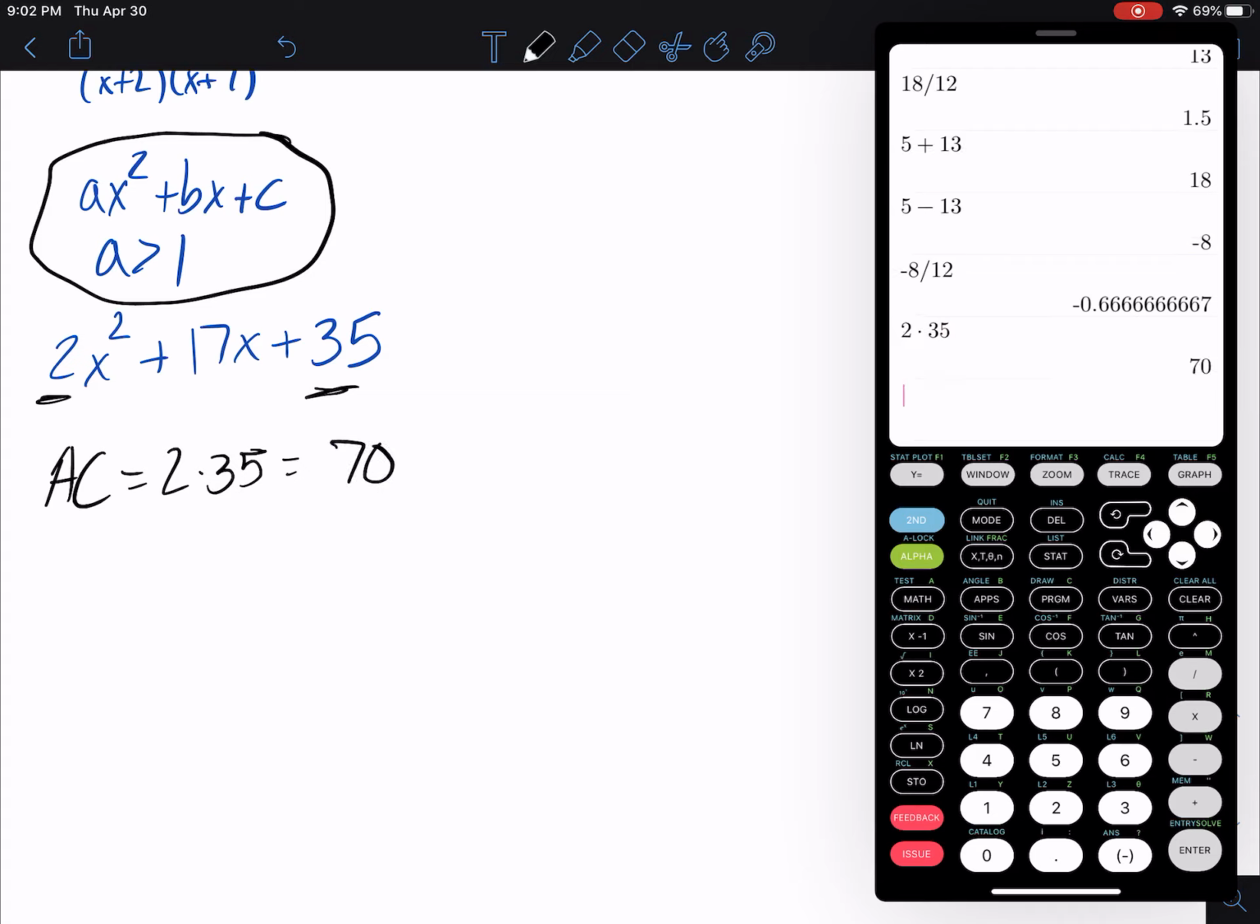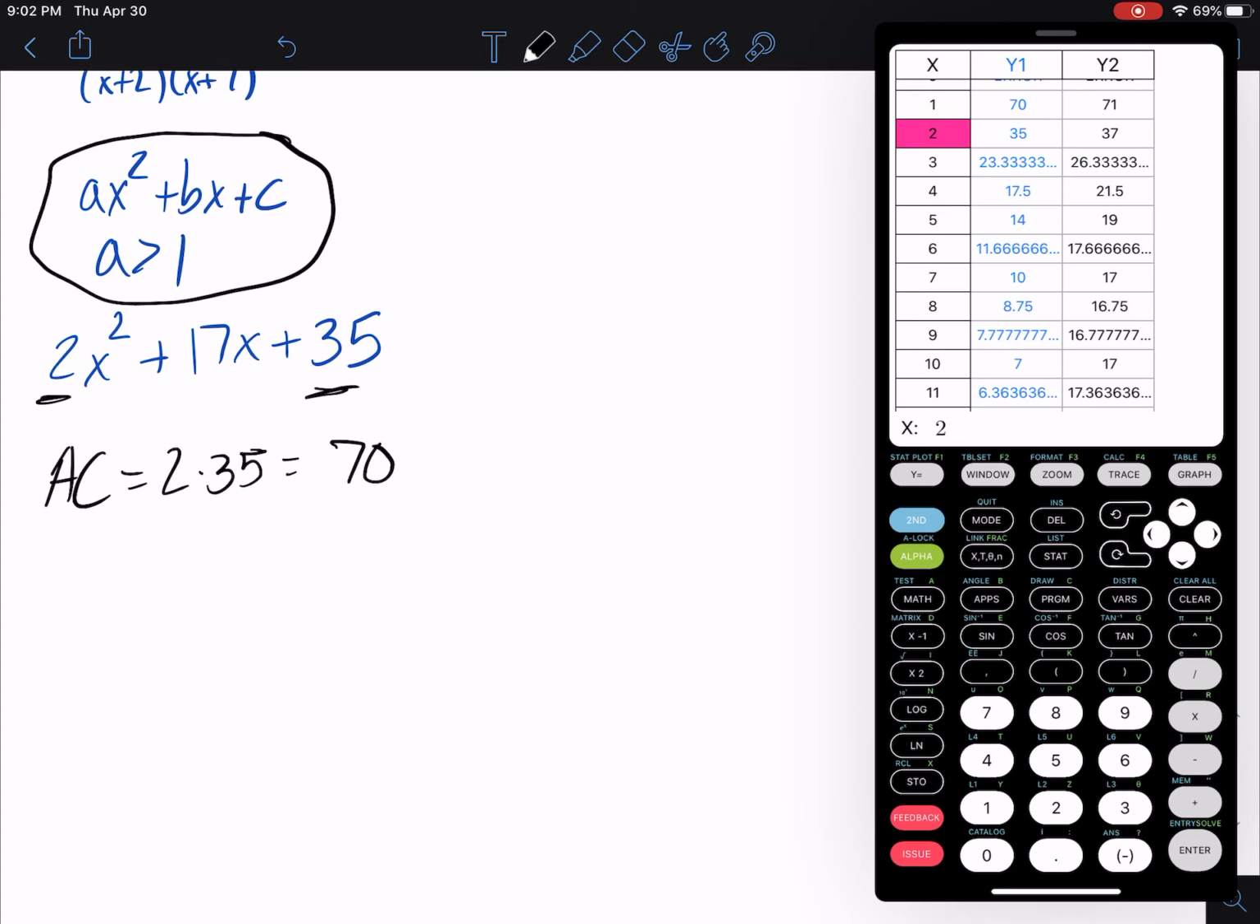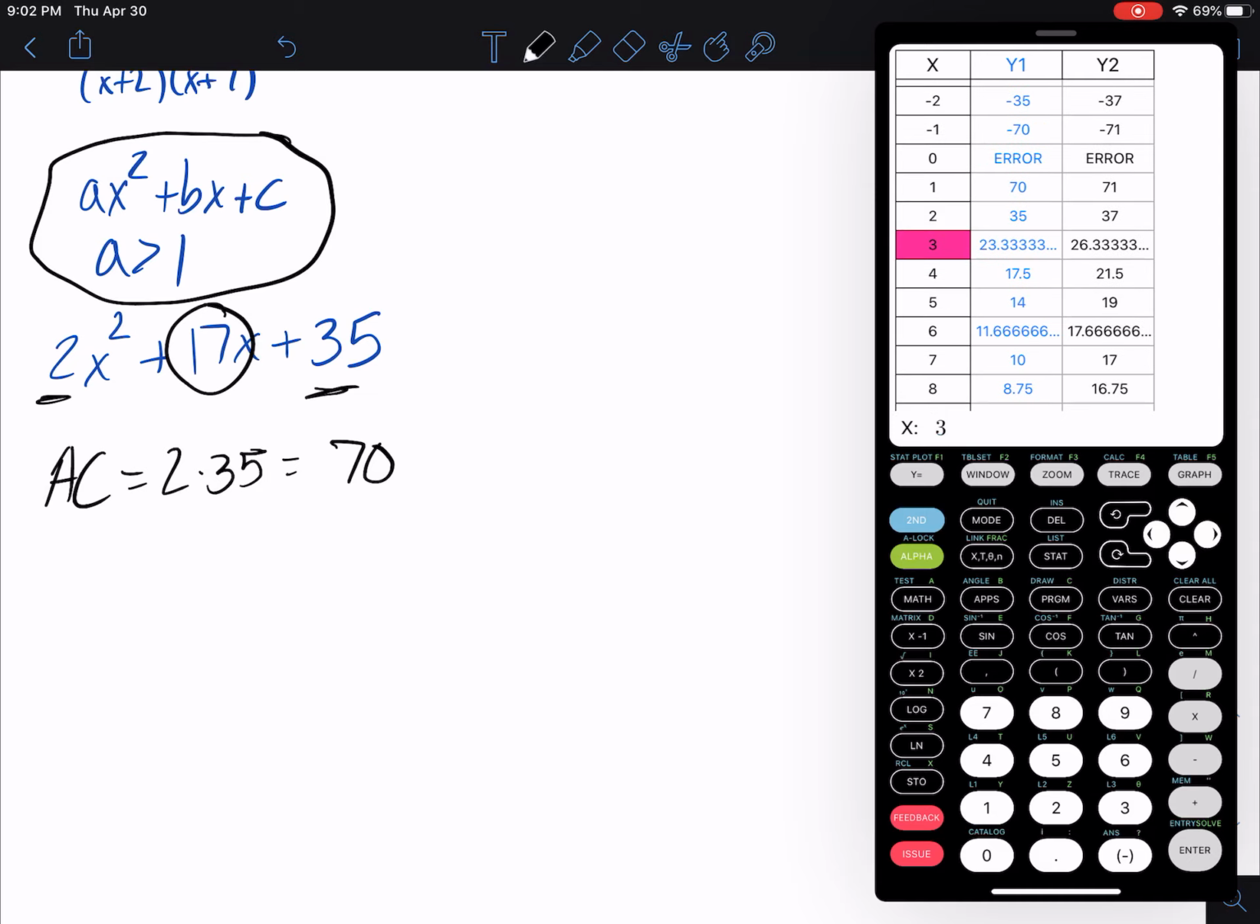Now we're going to use that 70 in our y equals. So if you remember, we go in and we clear out y1 and y2. And we're going to do 70 divided by x. And then in the next part, we'll do 70 divided by x plus x. Second table. And we're looking for the third column to be that middle number 17. And I see right here that 7 and 10 give me 17. So what that tells me, okay, is that I'm getting 7 and 10 as my factors.